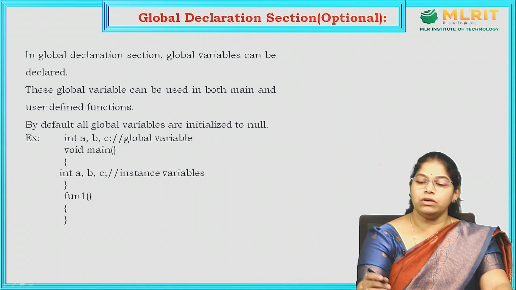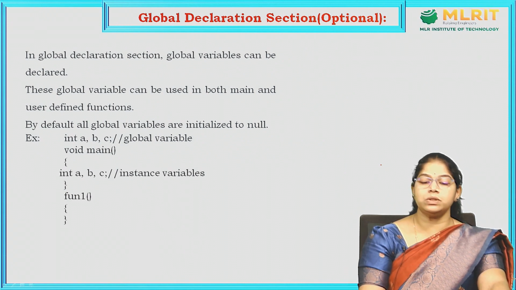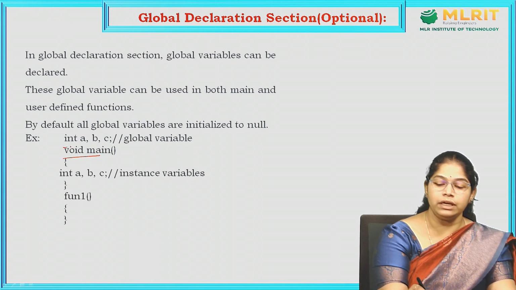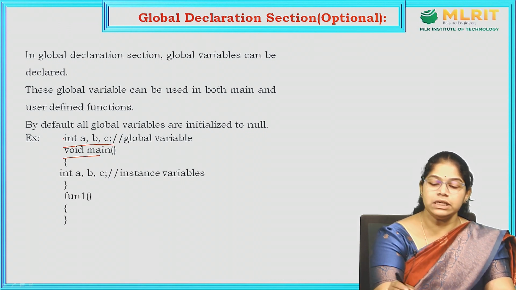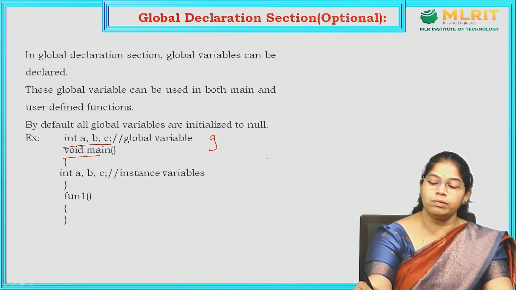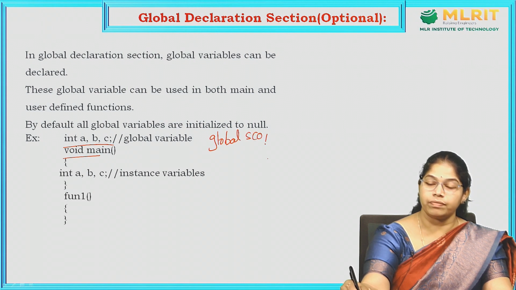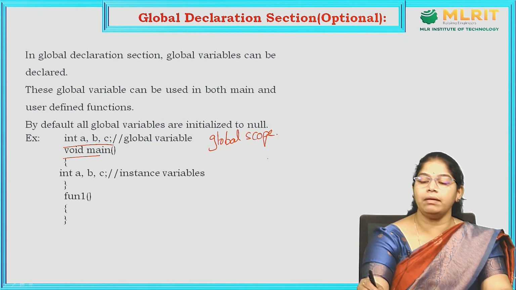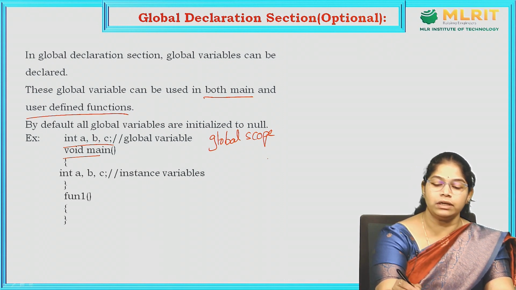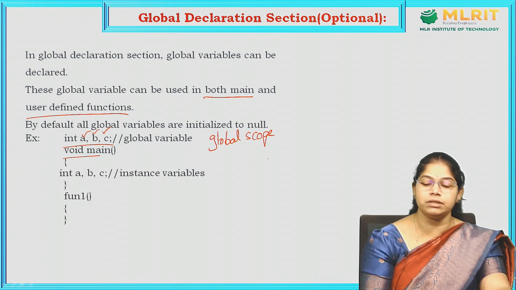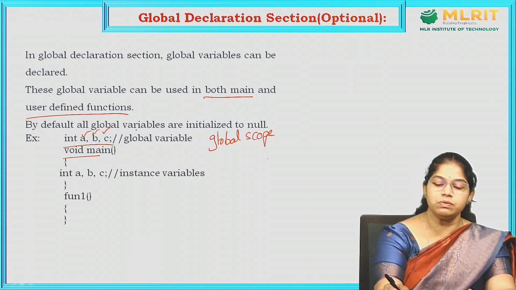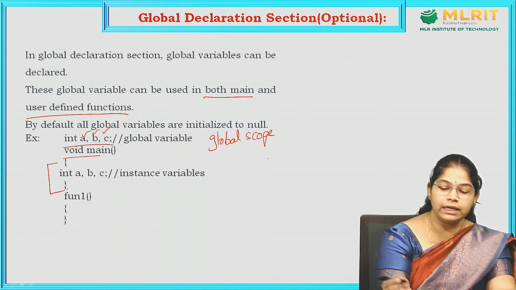Next section is the global declaration section. This section is also optional, where the global variables are declared above the main. That means these variables declared above the main have a global scope, so they can be used both in the main as well as in user defined functions. Here the variables A, B, C are considered global variables because they are declared above the main. So these variables can be accessed in the main scope.